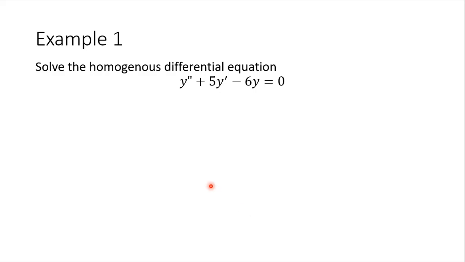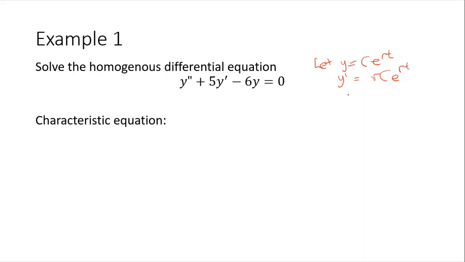What about an example? Let's see this example. We want to solve the homogeneous differential equation y double prime plus 5y prime minus 6y equal to 0. What is the characteristic equation? Remember, we let y be equal to C e to the power of rt, and of course y prime is equal to r C e to the power of rt, and then y double prime is equal to r square C e to the power of rt.